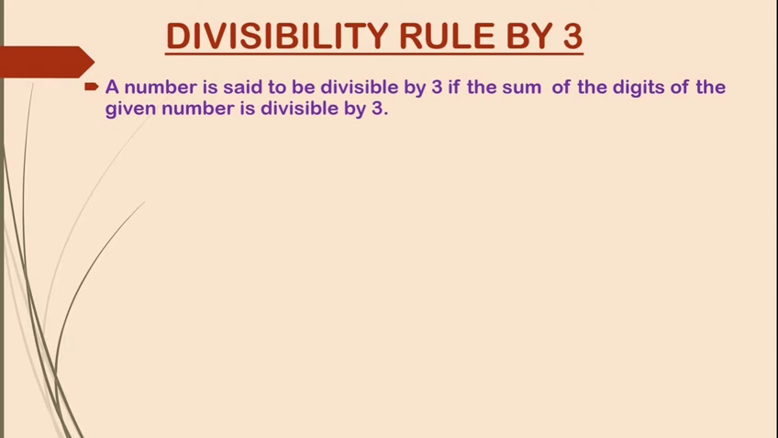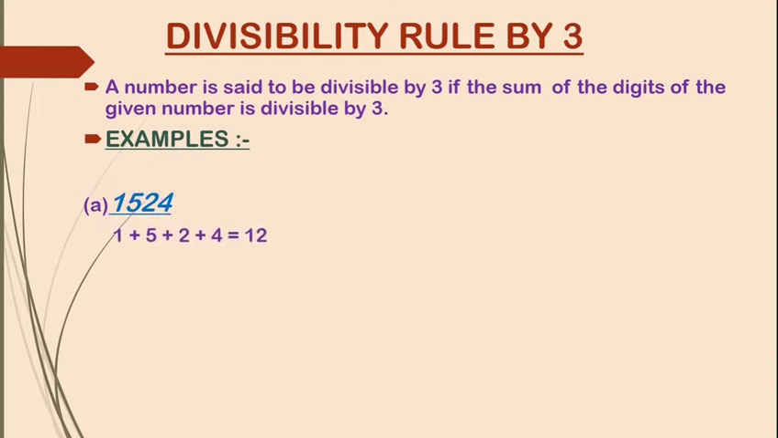Let's see an example. So the number is 1524. So what you will do is, you will add 1 plus 5 plus 2 plus 4. It will be equal to 12. So is 12 a multiple of 3? Yes, it is. So the number 1524 is divisible by 3.